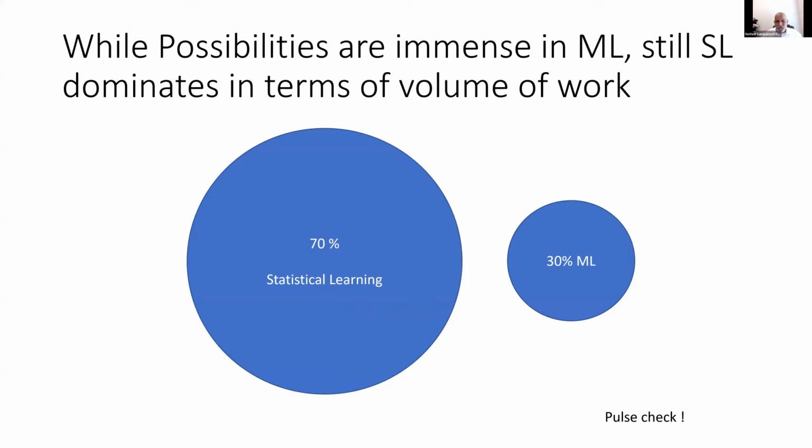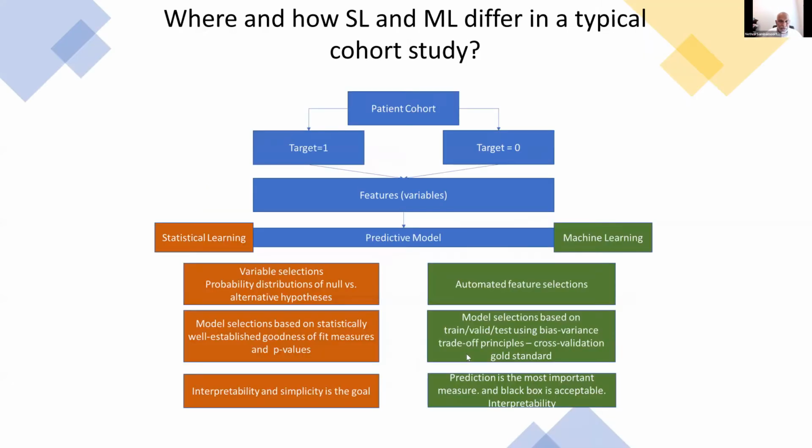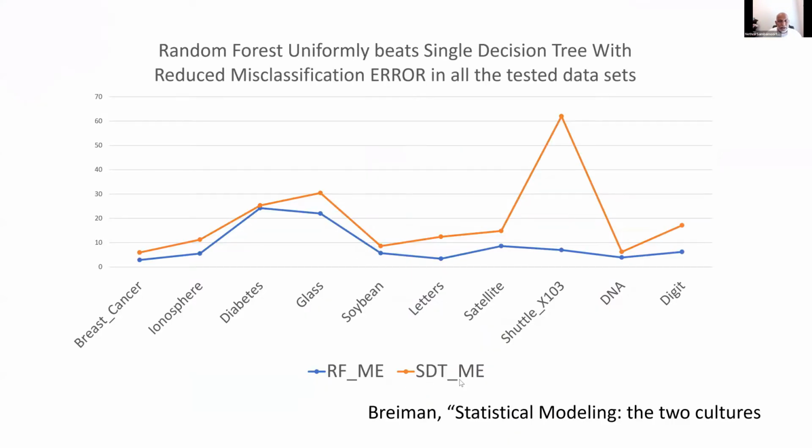We are yet to even scratch the surface. I took an example: if it's a cohort study in health, where does it differ in terms of the study from statistical learning and machine learning? I talked about all these things yesterday.